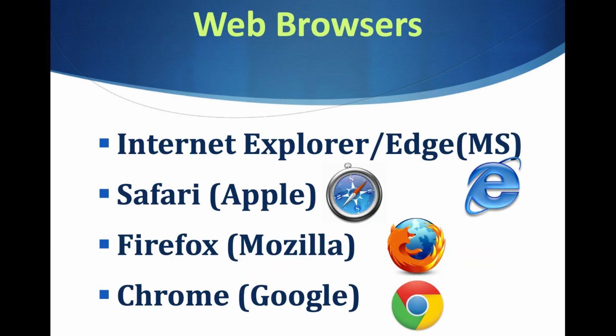These are just icons of different web browsers. And obviously different companies make web browsers. Microsoft makes Internet Explorer, and they make Edge now. Apple makes Safari. Mozilla, which is an open source group, makes Firefox, and Google makes Chrome. So you're probably using one of them. There are other ones like Opera and stuff like that, but these are the most popular.